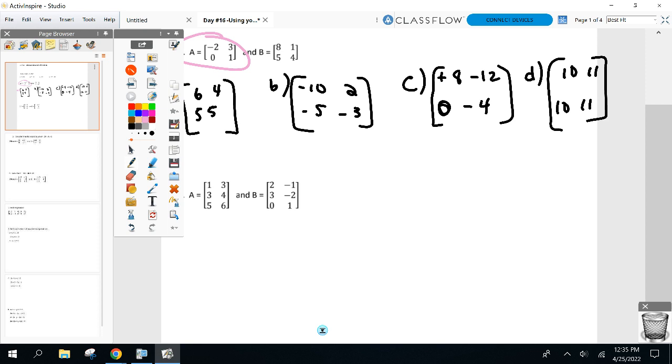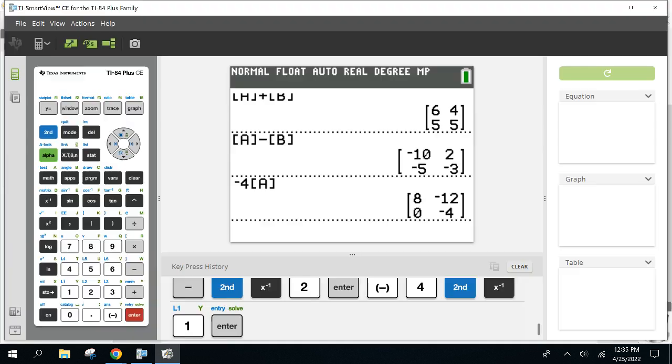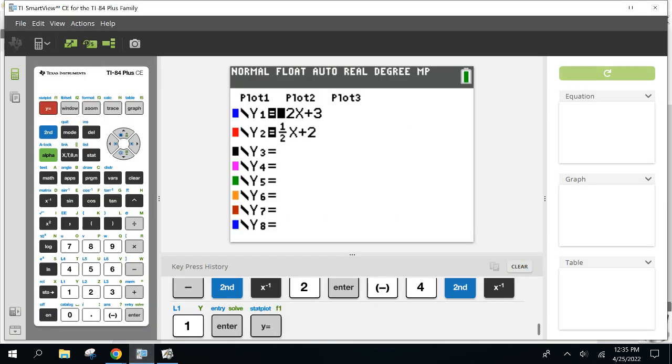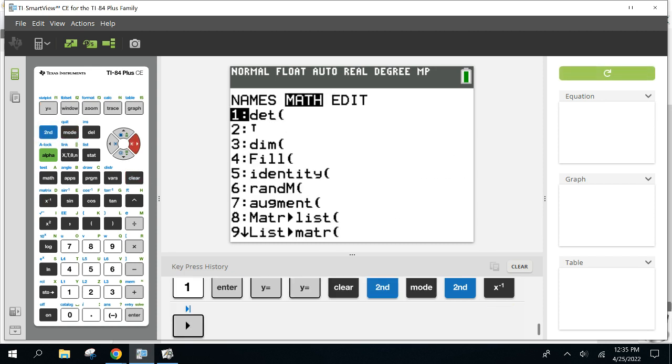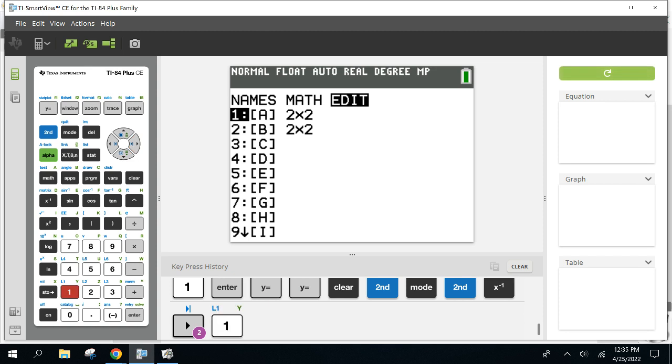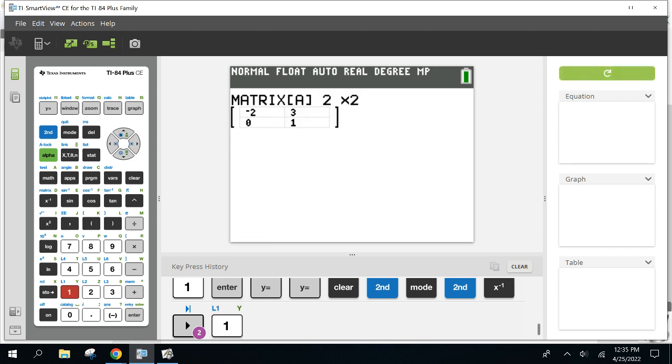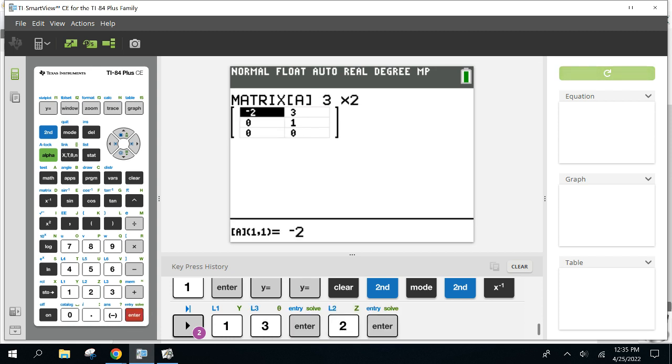Okay, and now you need a new matrix A. So you go back, second matrix. Second matrix, now edit. And you can just edit matrix 1 again, but now what's the size of this one in number 2? That's a 3x2. So 3 enter, 2 enter, and it'll come up with a 3x2 matrix for you. You just got to fill it in.